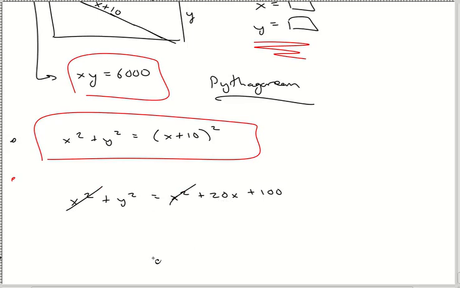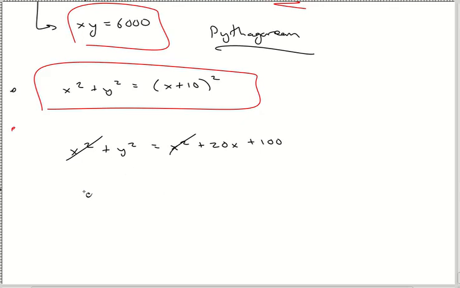Actually, I think I will plug that thing in here in a second. Let's see. Yeah, I like what I got here. So let me rewrite. I got y squared is equal to 20x plus 100. And I also have this xy. Let me write it a little bit better. Xy is equal to 6,000. And there's a couple ways we can go about doing this. I think if I solve for y, I might be a little better. So I'm going to say x equals 6,000 over y.